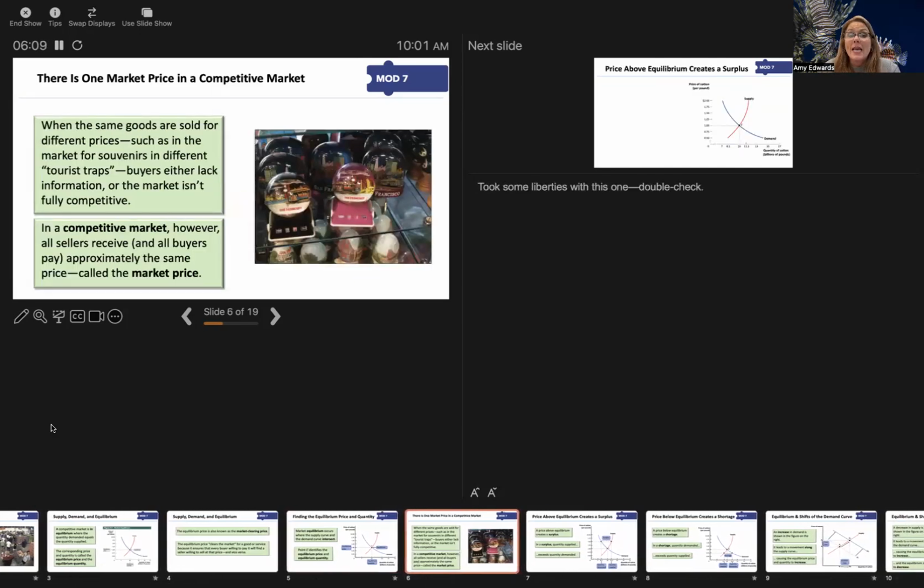Okay, now, when the same goods are sold for different prices, let's just say it's a souvenir at tourist traps or something, buyers either lack information or the market isn't fully competitive, okay? In a competitive market, all sellers receive and all buyers pay approximately the same price. This is called a market price. So if we're going somewhere like you see these snow globes, if the black one is more than the pink one, we wouldn't necessarily say that's a competitive market because one's cheaper than the other. Okay. You might choose the pink one even though you don't want it because it's cheaper.